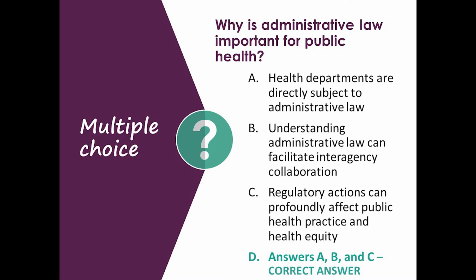Second, understanding administrative law can facilitate interagency collaboration. Public health work relies on a wide range of agencies other than health departments, especially when the goal is advancing the social determinants of health and health equity. For example, public health practitioners might want to partner with officials in labor departments who oversee occupational safety and wage standards, or with officials in departments of Social Security who oversee public benefits programs.